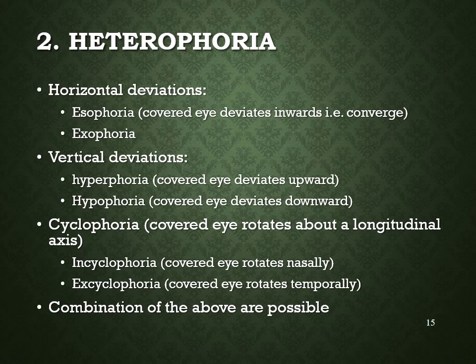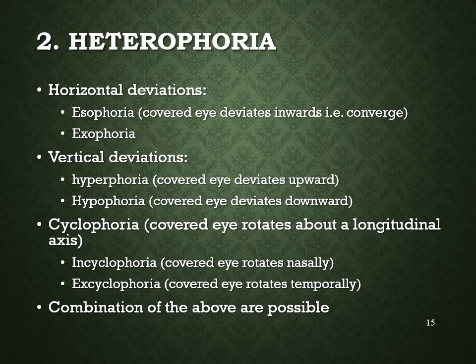For heterophoria, we have four types of deviation. The first one is horizontal deviation. It can be esophoria, where the covered eye deviates inward, or exophoria, where the covered eye deviates outward. The second one is vertical deviation, either hyperphoria or hypophoria. In hyperphoria, the covered eye deviates upward, and in hypophoria, the covered eye deviates downward.